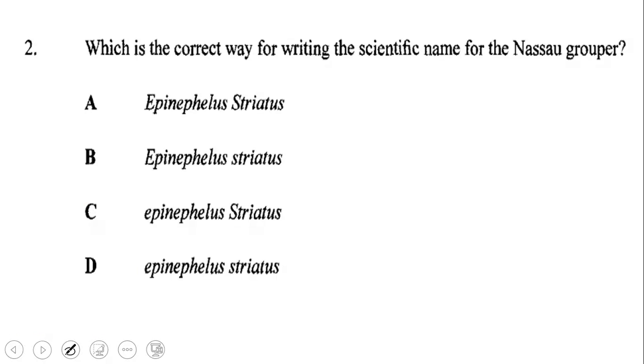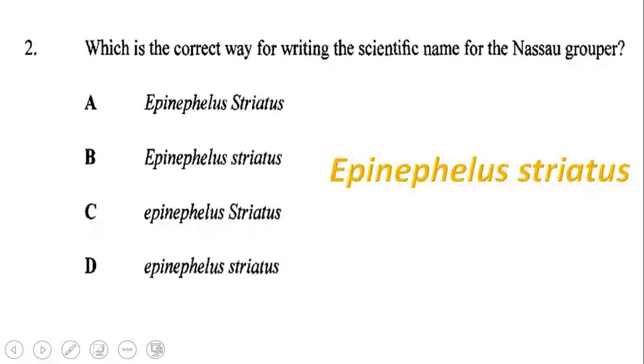Okay, now that you have attempted this question on your own, let's consider this question together. Again, the question wants us to determine which is the correct way for writing the scientific name for the Nassau grouper. Consider what I have here in yellow. This is the correct way for writing the scientific name for the Nassau grouper.